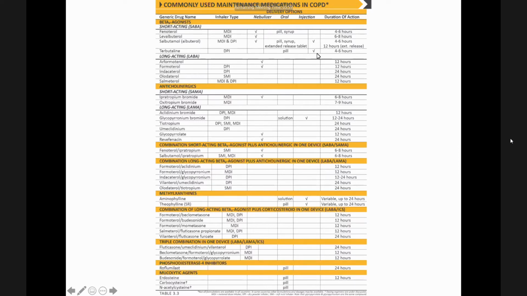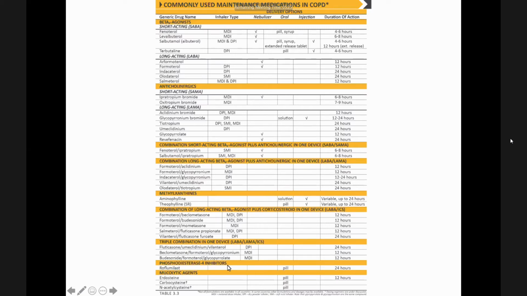Methylxanthines like aminophylline and theophylline can be used. Then you can use the combination of long-acting beta-2 agonist plus corticosteroid in one device, LABAs with ICS. And the triple combinations in one device, like fluticasone, umeclidinium and vilanterol, beclomethasone, formoterol and glycopyrrolate, and budesonide, formoterol and glycopyrrolate. All these are triple therapies available in one device, but they are still not available in Nepal.